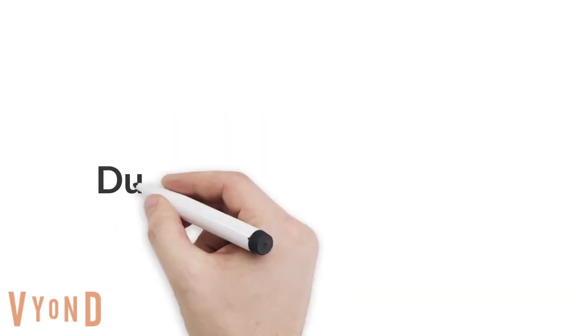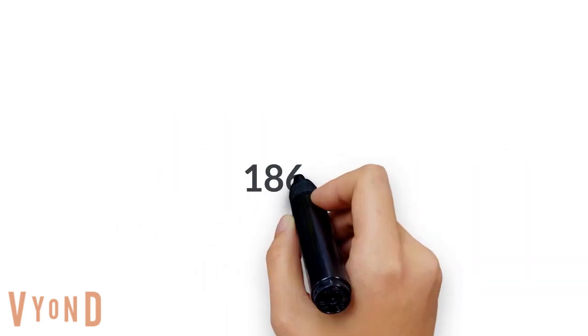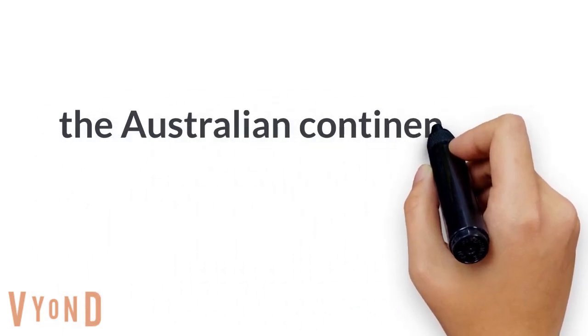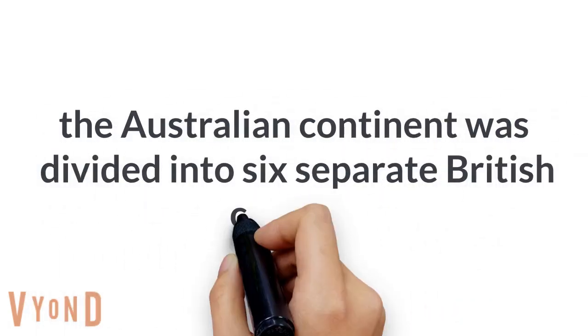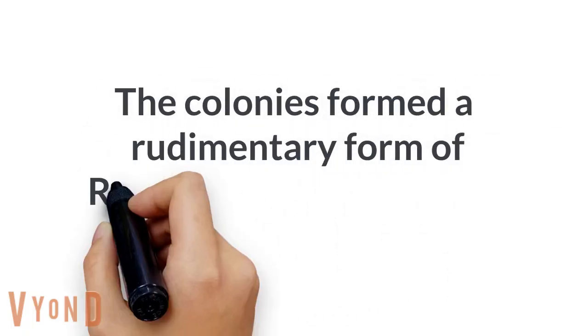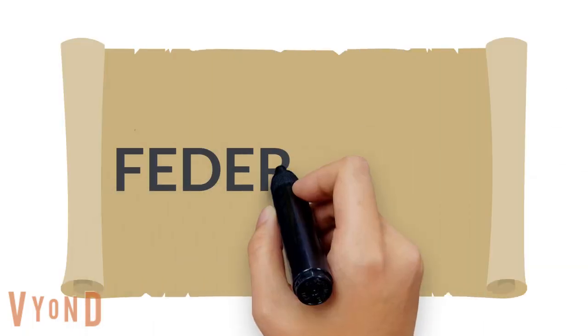Responsible government. During the time period of 1867 to 1890, the Australian continent was divided into 6 separate British colonies. During this time, the colonies formed a rudimentary form of responsible government.